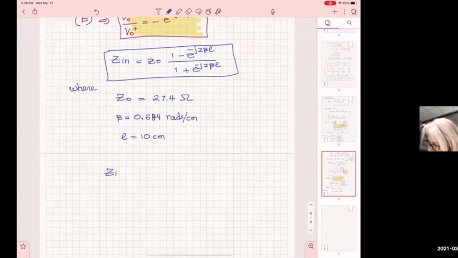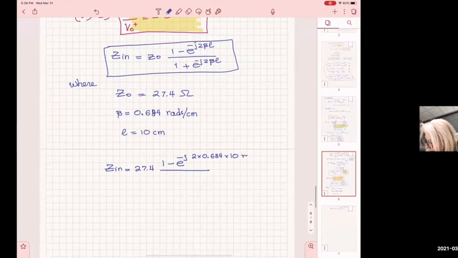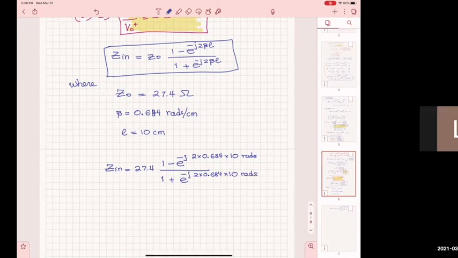So Z in equals 27.4, 1 minus E to the minus j 2 times 0.684 times 10, and that's in radians, all right? And then 1 plus e to the minus j 2 times 0.684 times 10 rads. Okay, how much is that one?